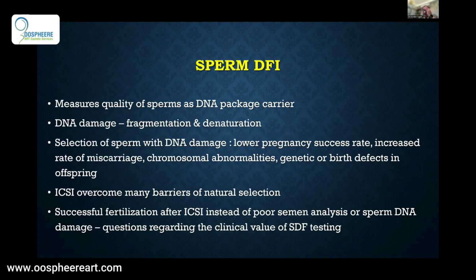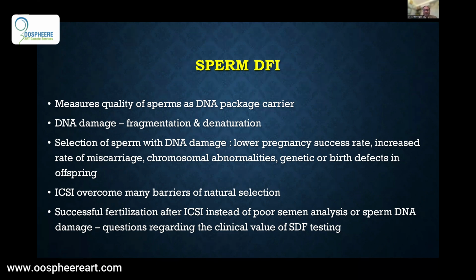I think it is one of the most important investigations nowadays in our list of investigations. What it does is that it measures the quality of sperm as a DNA package carrier, and damage to this DNA leads to fragmentation and denaturation of proteins. If you select sperms having DNA damage, it is associated with a lower pregnancy success rate. It increases the miscarriage rate, and it creates chromosomal abnormalities and genetic or birth defects in offspring. That's why pregnancy outcomes get affected, and that's why DNA damage assessment is increasing day by day in our practice.